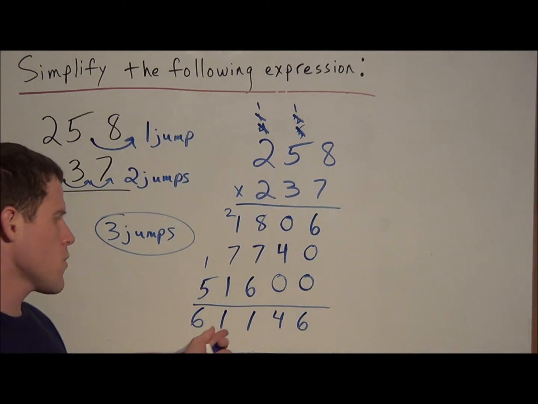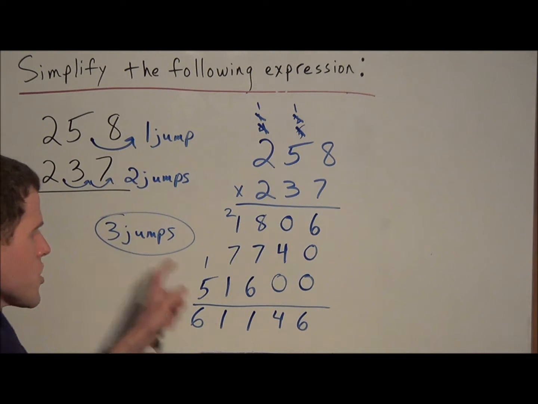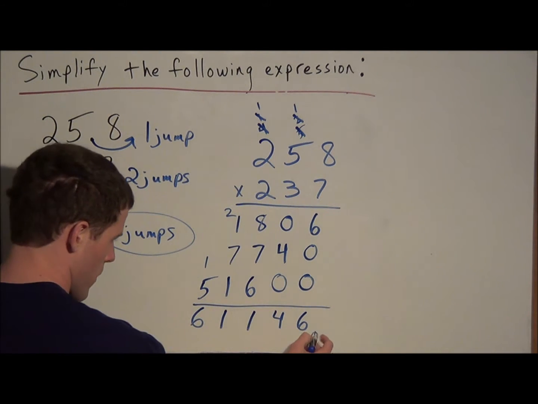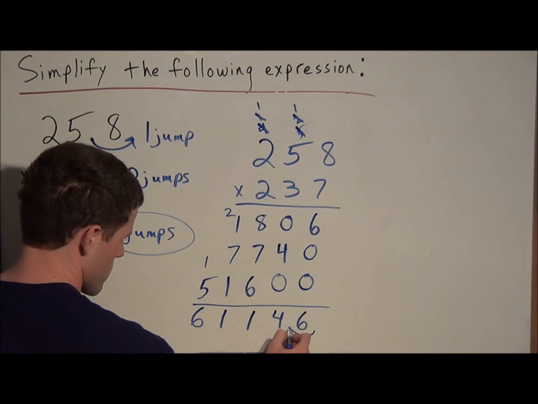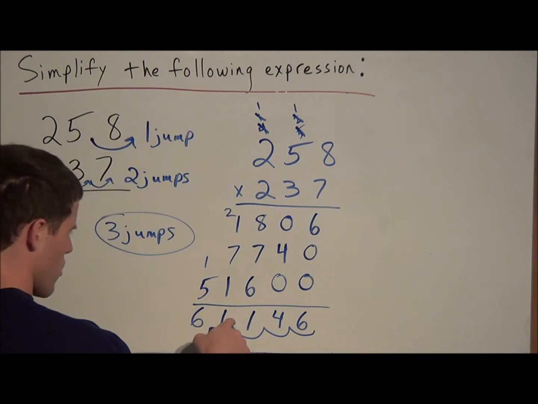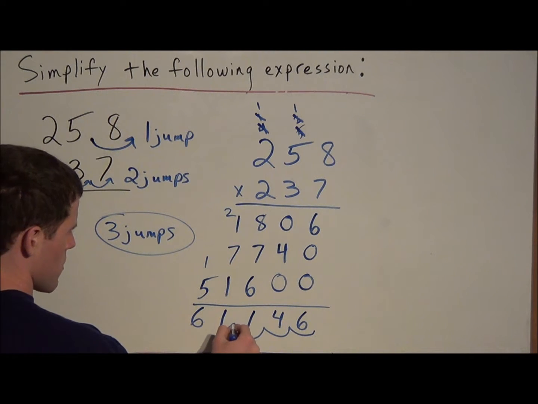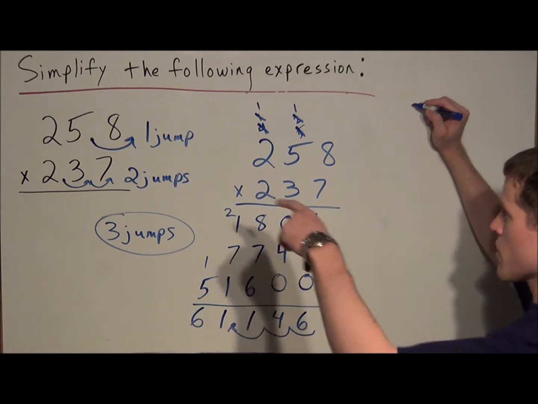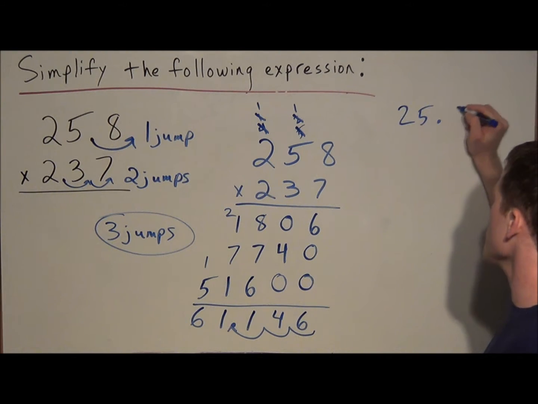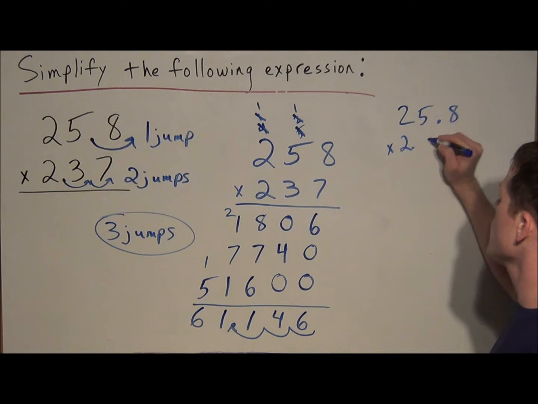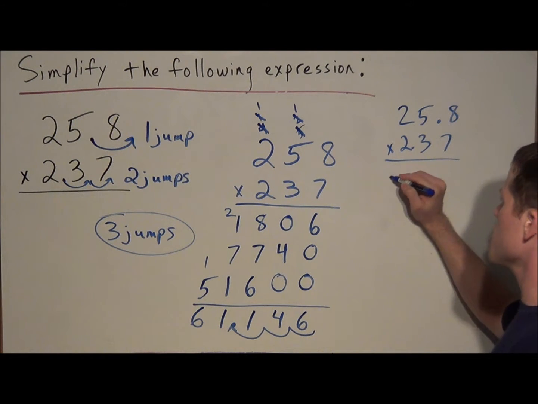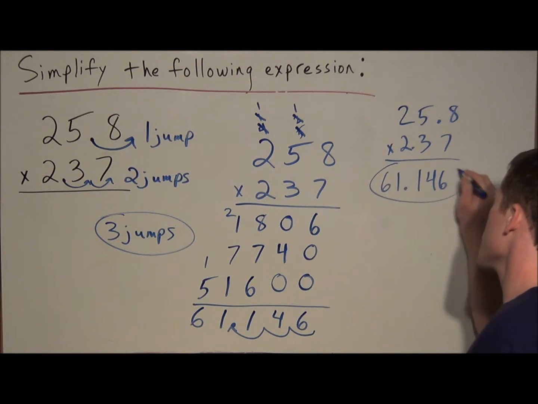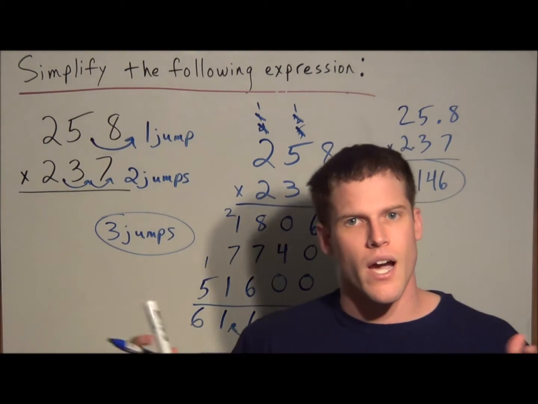So we have this number 61,146. But remember, we jumped 3 times. We jumped 3 times to the right, so now we're going to put the decimal all the way on the end, and we're going to jump 3 times to the left. So our decimal is going to go right here, 61.146. So if we write this out as a final answer, we're going to write out the original problem. 25.8 times 2.37 is going to be equal to 61.146.